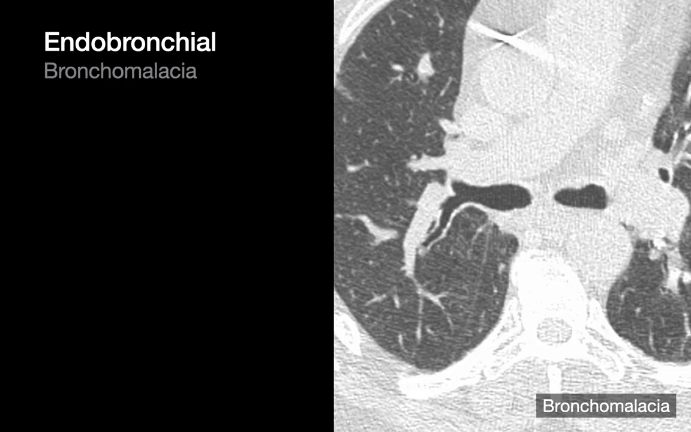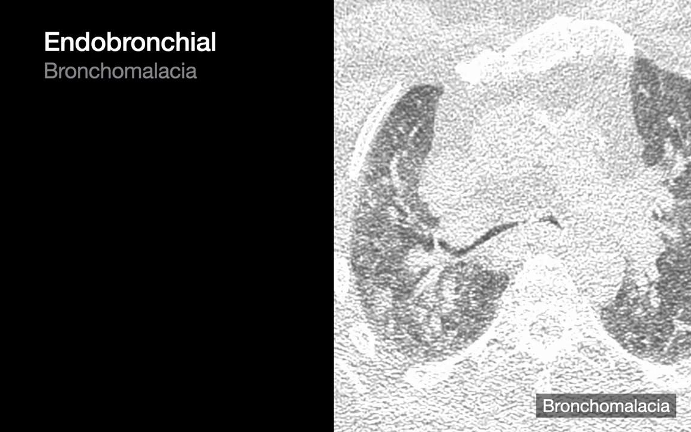Bronchomalacia occurs in folks with weakened cartilage within the wall of their central airways. This can be observed quite dramatically sometimes as dynamic collapse during expiratory phase imaging. Trauma and chronic inflammation are common causes, and it's also something we sometimes see in lung transplant patients.